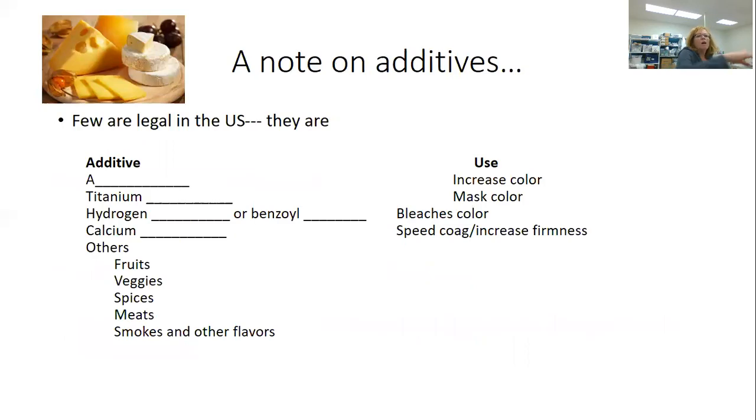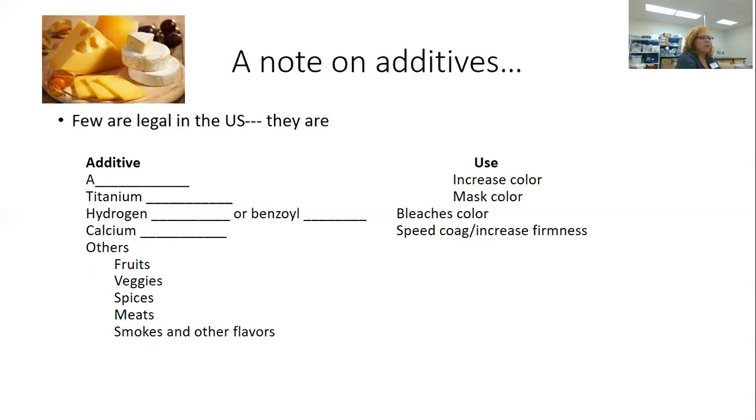Okay, so about additives in cheese making. There's not a lot of additives that are legal in the United States. So you can't just color it with yellow food coloring. It has to be colored with the additives listed here. So annatto, A-N-N-A-T-T-O, that makes it a little more yellow. So cheddar by itself is white. They add the annatto and it turns yellow.